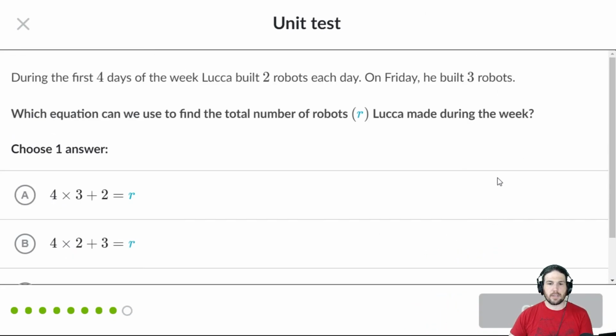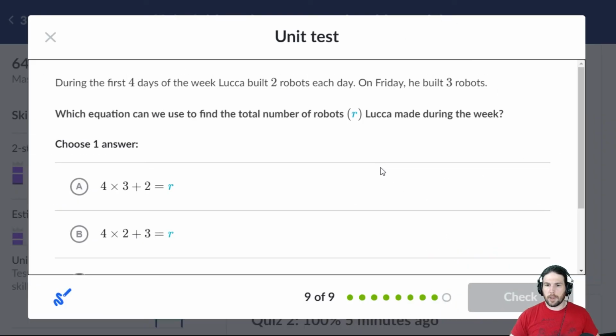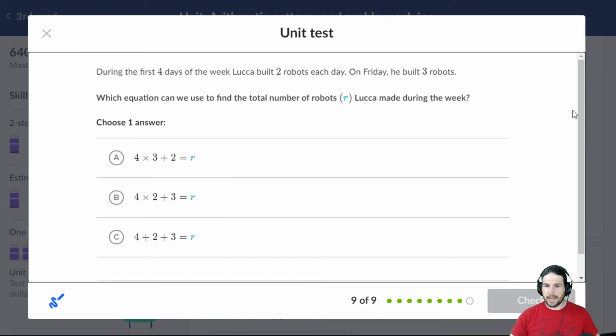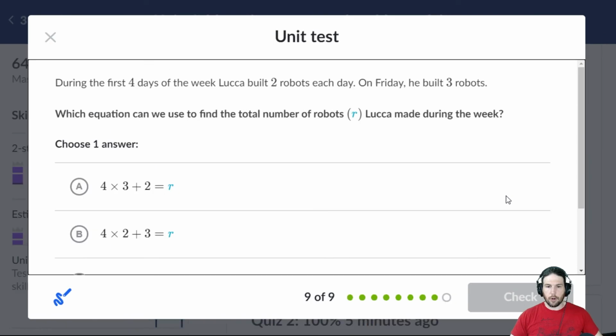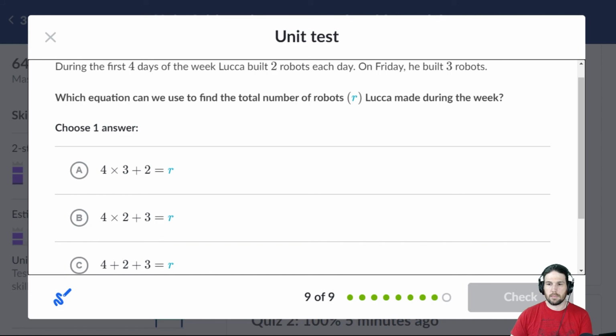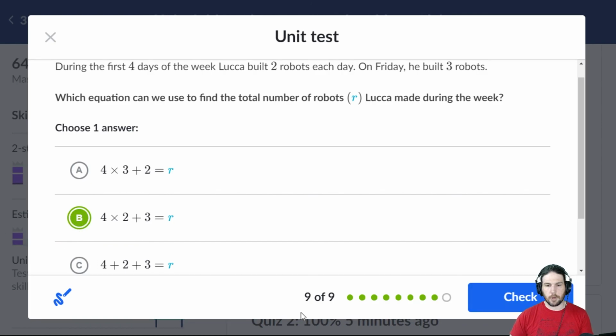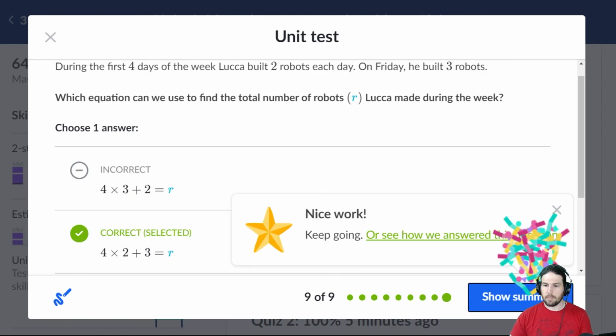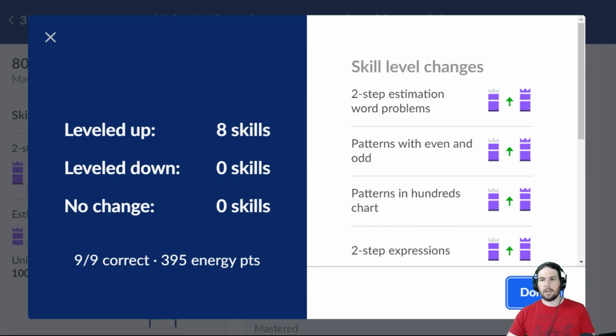During the first 4 days of the week, Luca built 2 robots each day. On Friday, he built 3 robots. Which equation could we use to find the number of robots R that Luca made during the week? Well, that would be B, 4 times 2, and then plus 3. And that's the unit test. Let's move on.